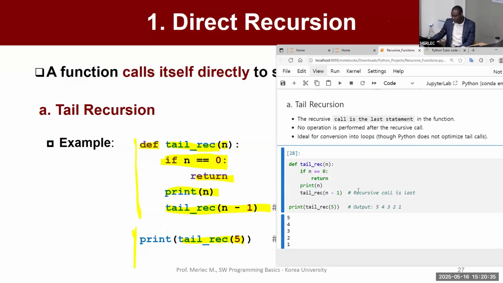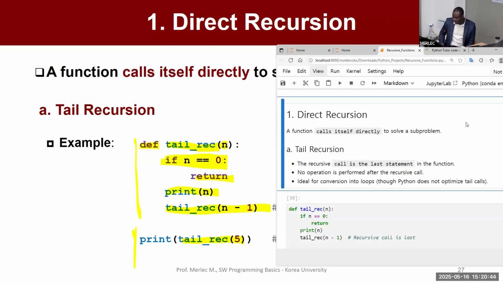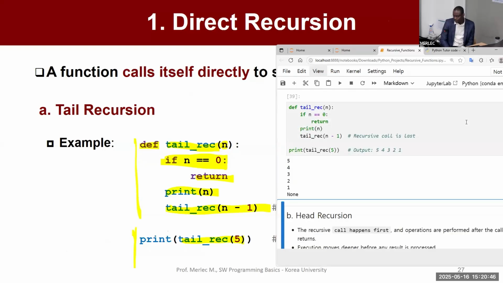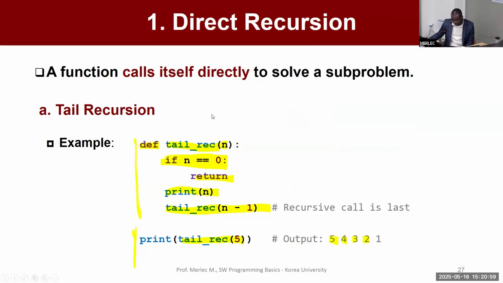This is the code of the tail recursion function. When you run this code, it will count from 5 to 1. And you can see here the last call is the recursive call statement. This is the type of tail recursion.